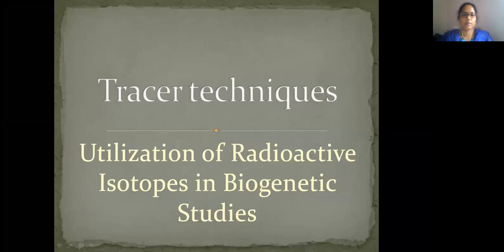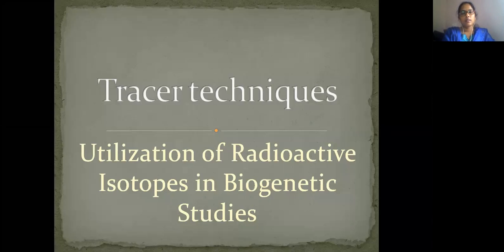So today's topic is tracer techniques, utilization of radioactive isotopes in biogenetic studies. Here, tracer technique means tracer to find out. These are the techniques which are used to find out the pathway or the steps involved in the pathway, known as tracer techniques.